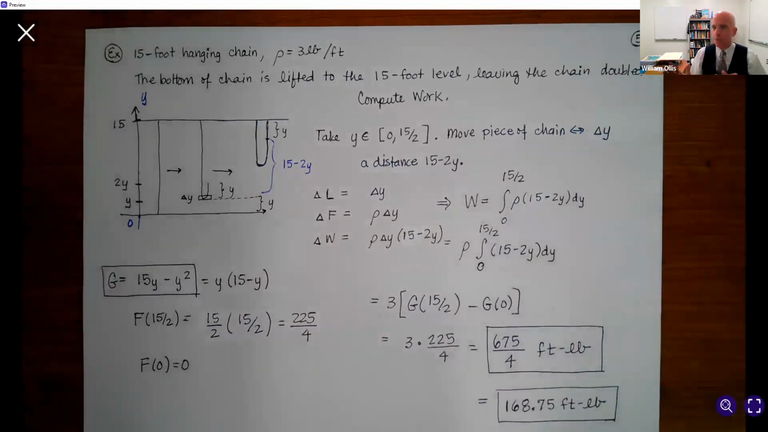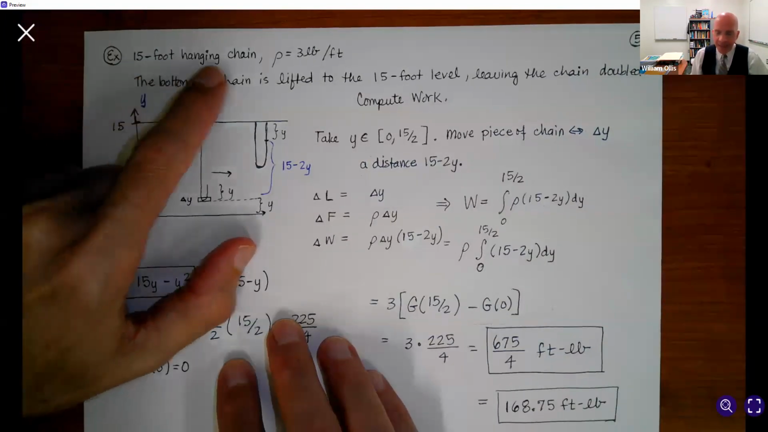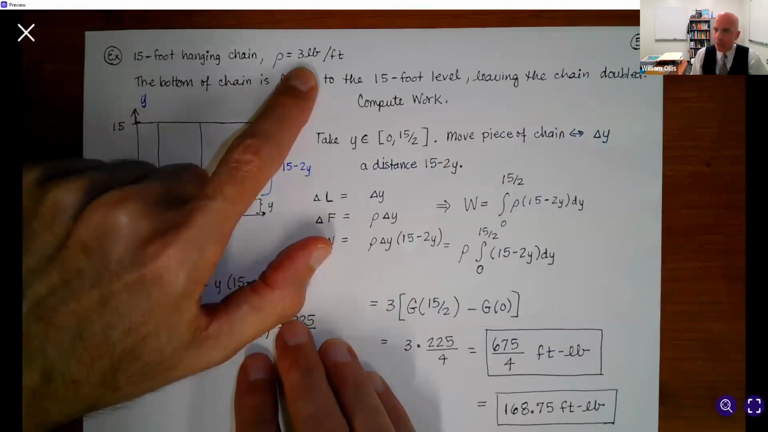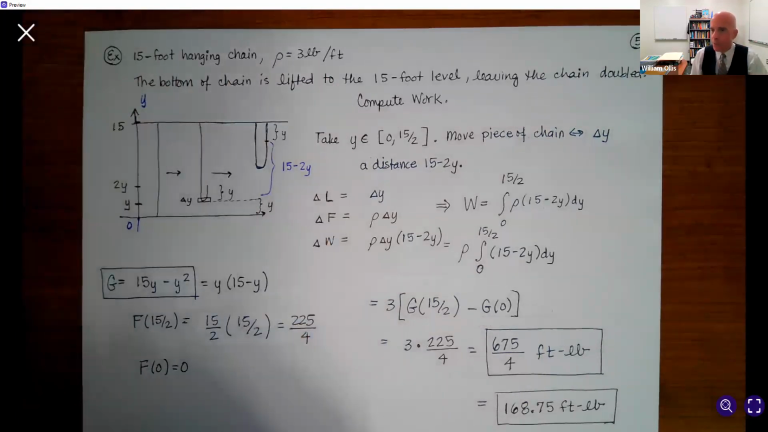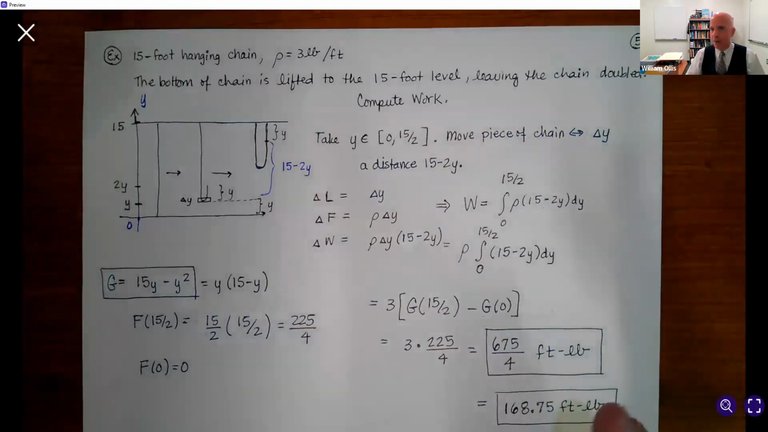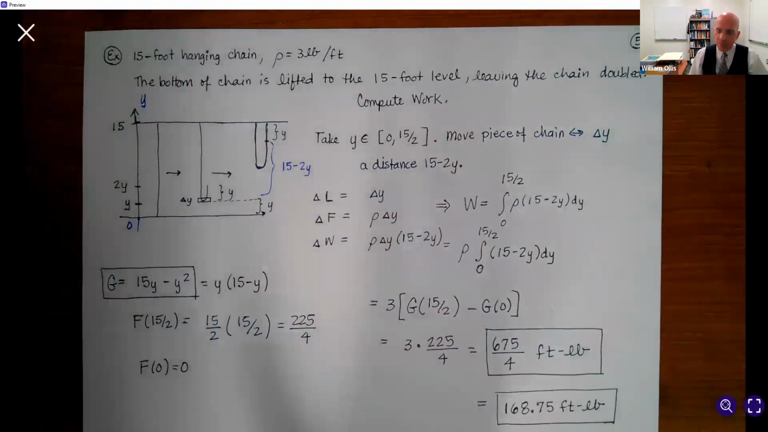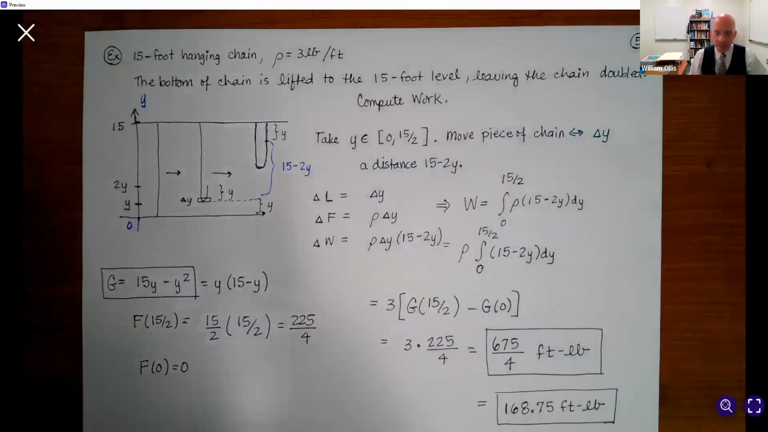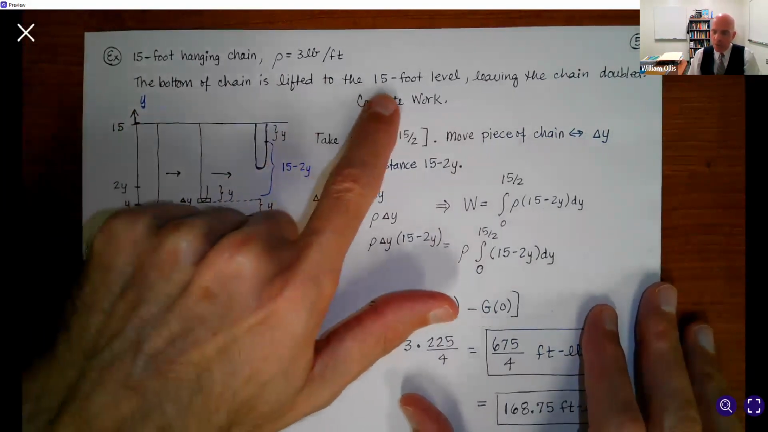How does it differ from the first problem I did? Well, we have a 15-foot hanging chain, which has a linear density of 3 pounds per foot. Remember, the first problem was 4 pounds per foot, and it had a weight of 500 pounds on the bottom. So we had to divide the constant force into two cases, a constant force and a variable force. Well, this problem is different. Okay, what it does, it says the bottom of the chain is lifted to the 15-foot level.